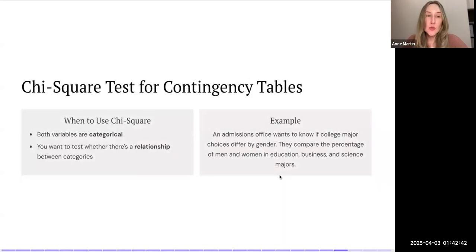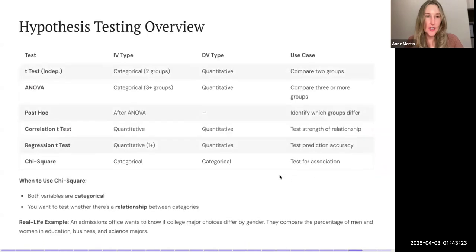Then we have the chi-squared test for contingency tables, and we talked about that in descriptive statistics, and now we can take this to inferential statistics. So chi-square can be used when your variables are categorical. So remember, quantitative research doesn't have to just use numerical variables, it can use categorical variables. So here you would want to test whether there's a relationship between the categories. So for instance, the admissions office might want to know if college major differs by gender. So they could compare the percentages of men and women in the different majors, such as education, business, and science, to see if there is a significant relationship there.